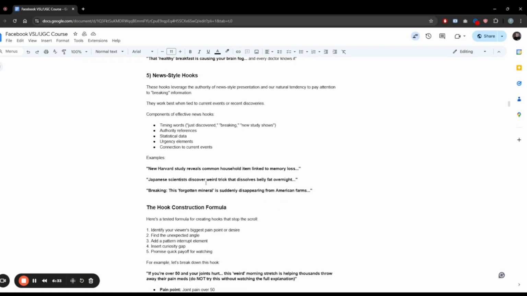So some examples: new Harvard study reveals common household item linked to memory loss. Japanese scientists discovered weird trick that dissolves belly fat overnight. Breaking, this forgotten mineral is suddenly disappearing from American farms.